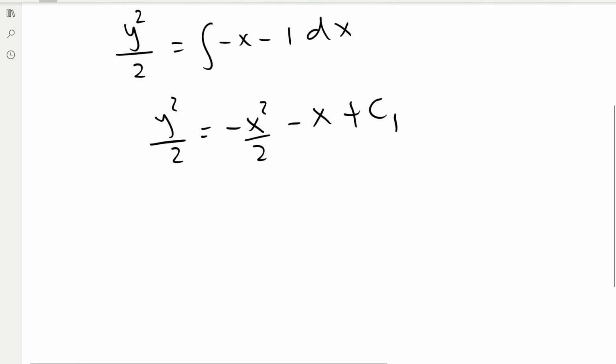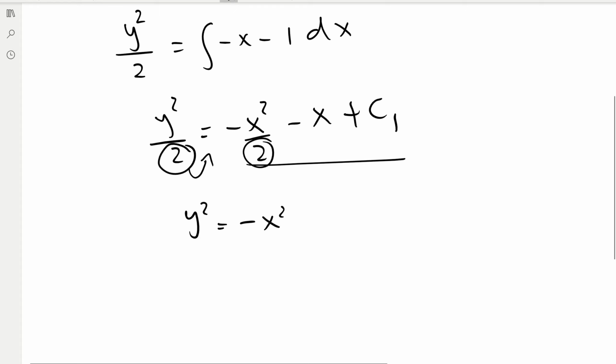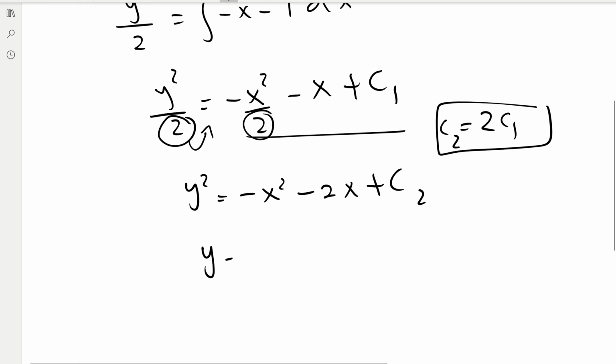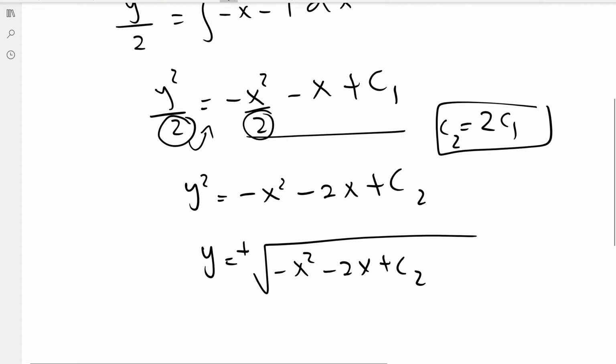Now let's say you want to find the explicit solution, so let's get rid of this 2. Let's take that 2 to the right hand side by multiplication. So let's multiply each term by 2, so it's going to be minus x square. This 2 and that multiplication 2 cancel out. This becomes minus 2x. 2c1, let's call it c2. 2c1 is c2, another arbitrary constant. Now if you want to find y, just take the square root. So it's square root of minus x square minus 2x plus c2, plus or minus.